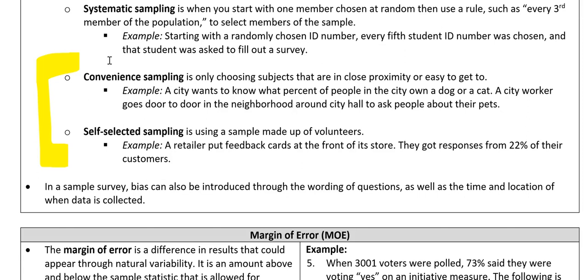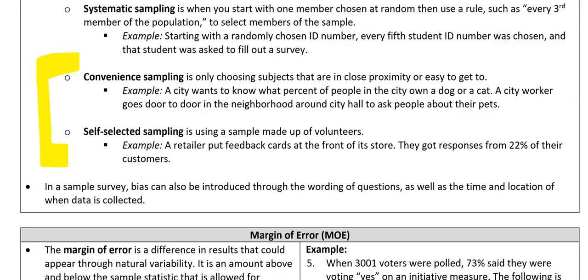Okay, we can also have a problem if we do the wrong time and location. So for example, if you were going to do a phone survey and you called everybody at noon, well, you're not going to get a representative of the whole population, because around noontime, most people are at work. So you're only going to get people that are retired or don't have jobs, or maybe young people that would be home at noon and not working. Okay, so we have to be careful with bias when we're doing our different survey types.